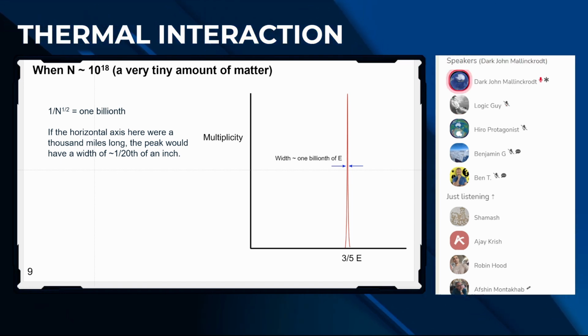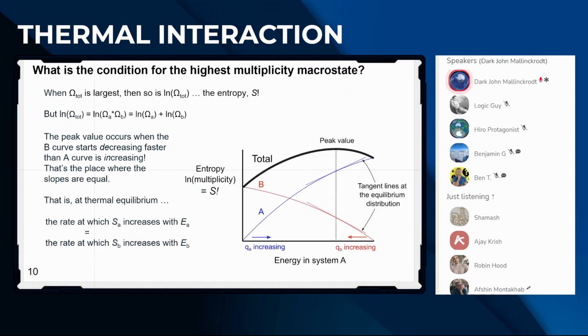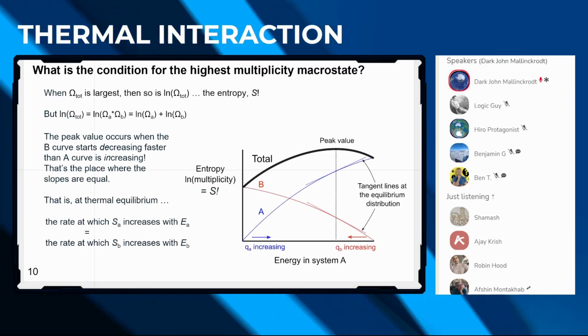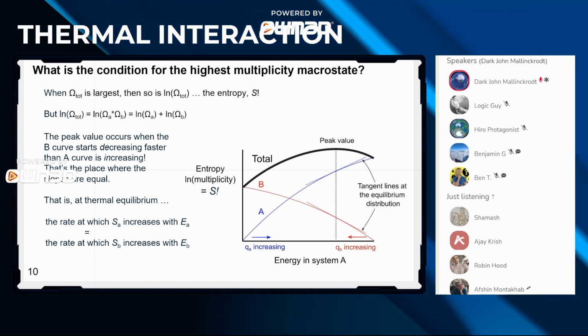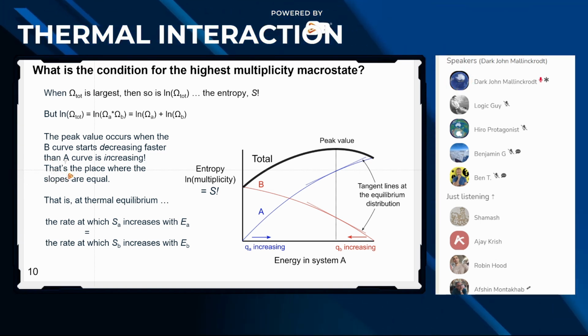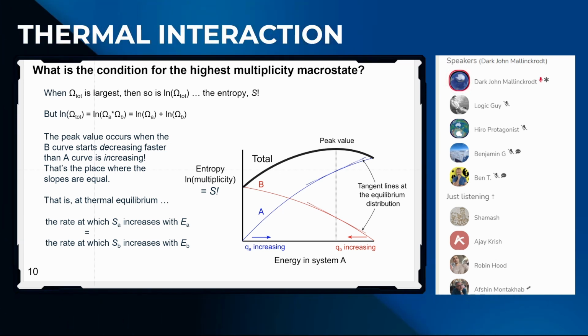Okay, well, let's move on to slide 10, where we're going to really get back to that. So what is the condition for the highest multiplicity macrostate? What is the condition for that? And this is where we really see the utility of the entropy function. Remember the total multiplicity is the product of the two. Now we're talking about these interacting solids. What determines that macrostate, that division of energy that's the highest probability?